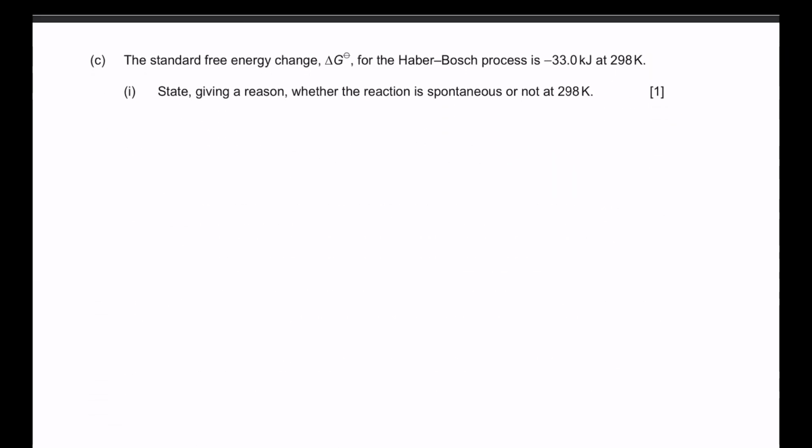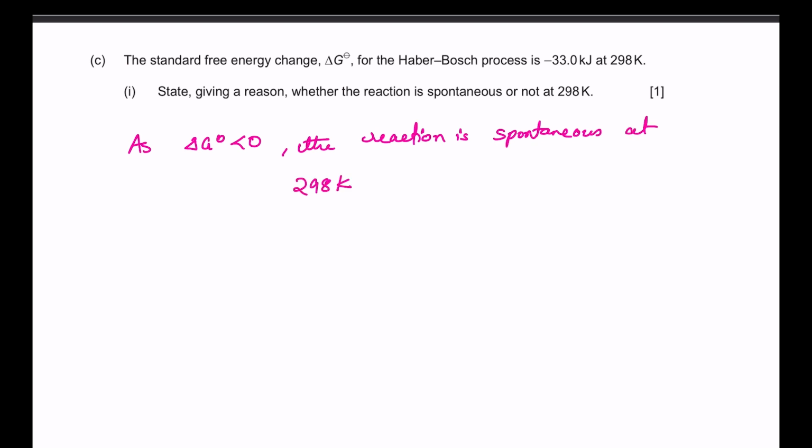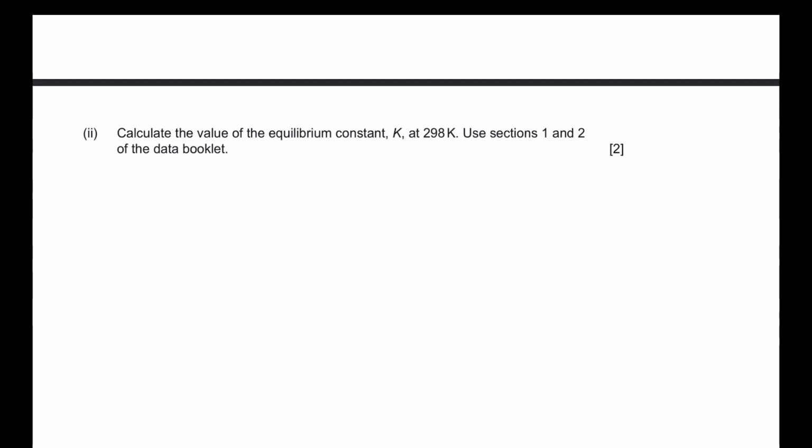We have C1: the standard free energy change, delta G naught, for the Haber process is minus 33.0 kilojoules at 298 kelvins. Determine whether the reaction is spontaneous or not at 298 kelvins. Now clearly delta G is less than 0, and if delta G is less than 0, the reaction is spontaneous. So yeah, the reaction is spontaneous at 298 kelvins.